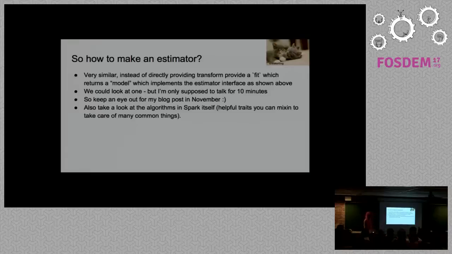We do pretty much the same thing. What our estimator does is we write a fit function. We have the same parameters to configure it, and then our fit function is going to return our transformer. And so it's really simple.